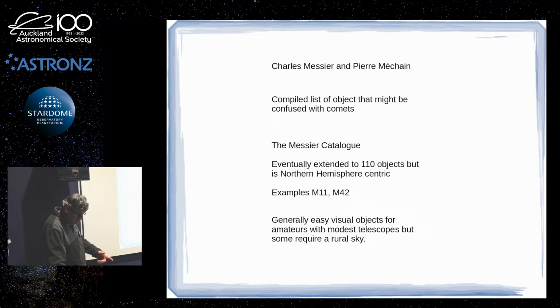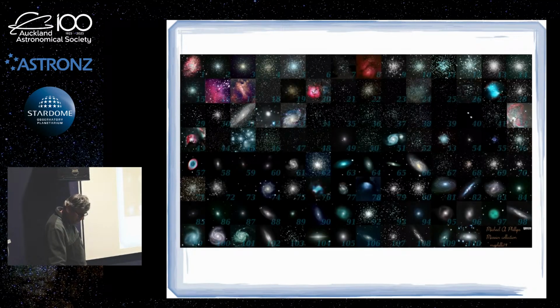But as it says at the bottom there, you do require a rural sky to have any chance, or preferably a truly dark sky. Okay, I found this on the internet. Somebody had done a little project to actually photograph every Messier object and put it on this poster. So that's them.